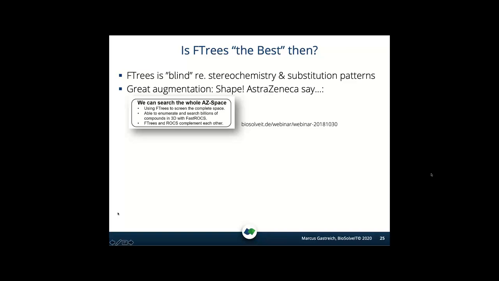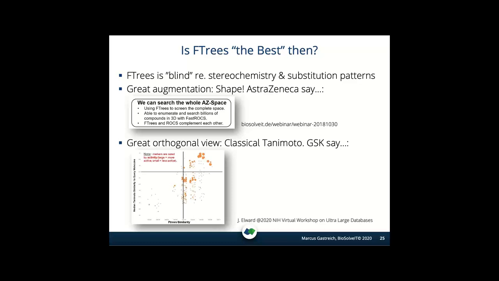First, use feature trees to generate a few million or whatever you like results, and then post-process these with a shape-aware method, for example, ROCS. Also a great orthogonal view is classical Tanimoto. We had this before already a little bit, but GSK say, now look at this, it's very tiny. So feature tree similarity on the x-axis goes from zero to one. And here we have the Tanimoto similarities.